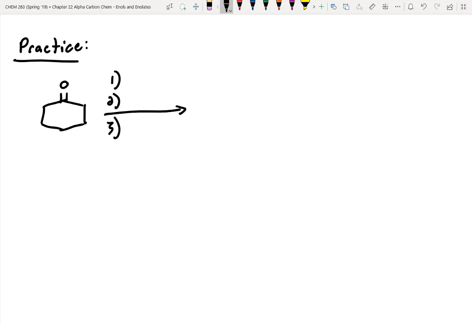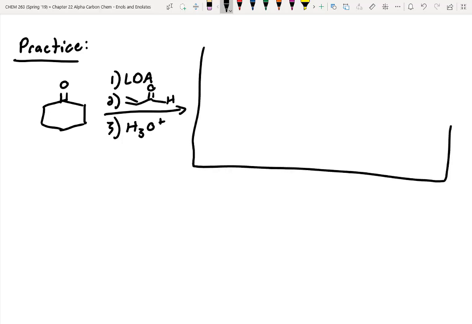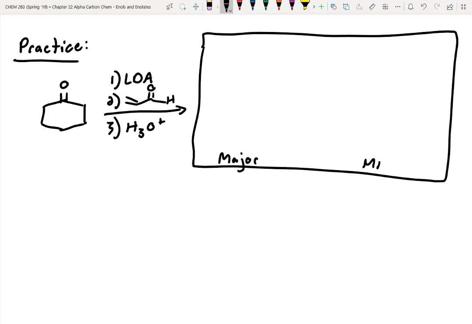All right. So let's do this one. Got LDA. Got this. And that. This will actually give you two products. One will be major and one will be minor. I want you to help me predict what the products would be for this one.